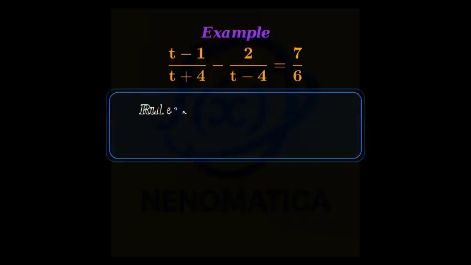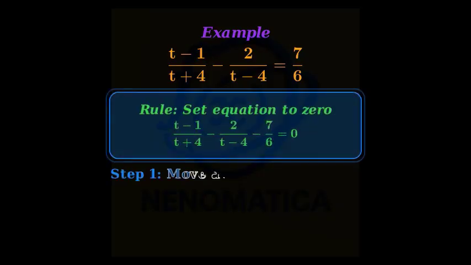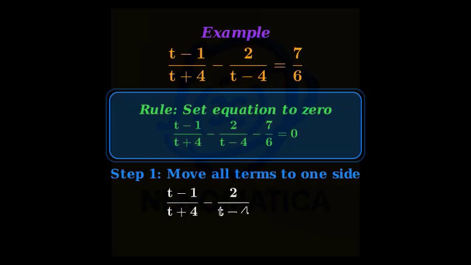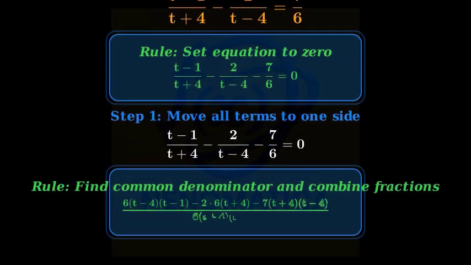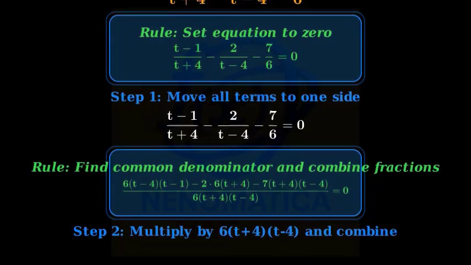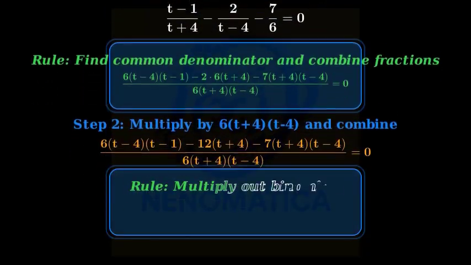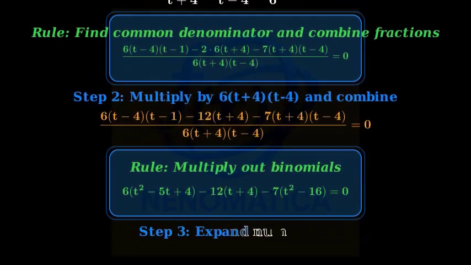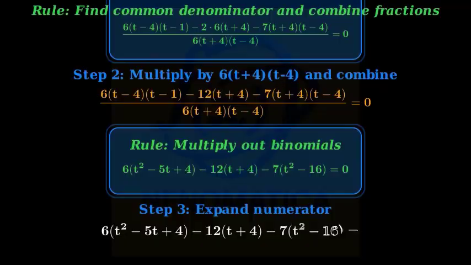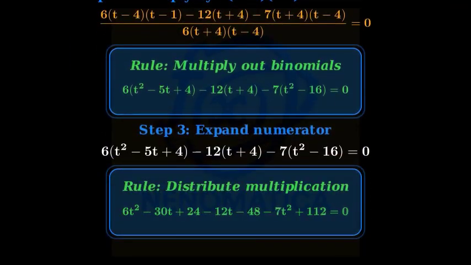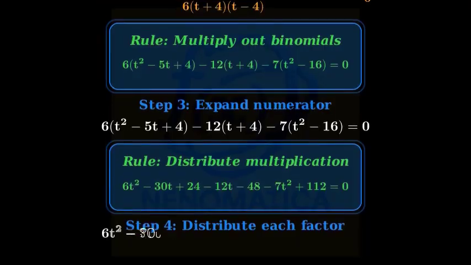Problem statement. Solve the equation (t minus 1) over t plus 4 minus 2 over t minus 4 equals 7 over 6. Step 1. Move all terms to one side to set the equation equal to 0. Step 2. Multiply by the common denominator 6 times t plus 4 times t minus 4 and combine to a single fraction. Step 3. Expand the products in the numerator. Step 4. Distribute and collect the terms. Step 5. Combine like terms for t squared, t, and constants.